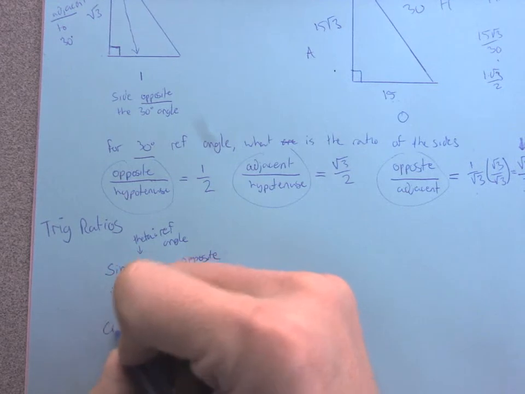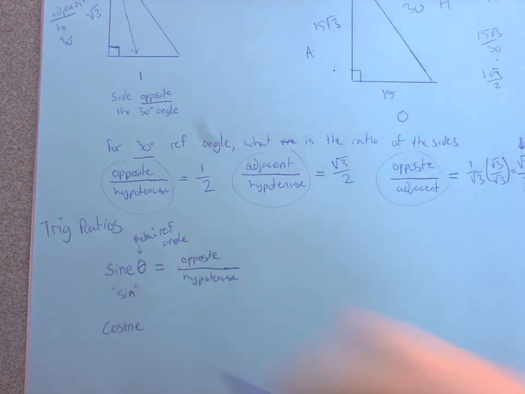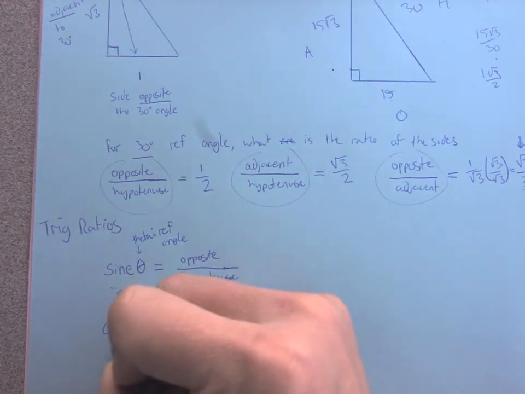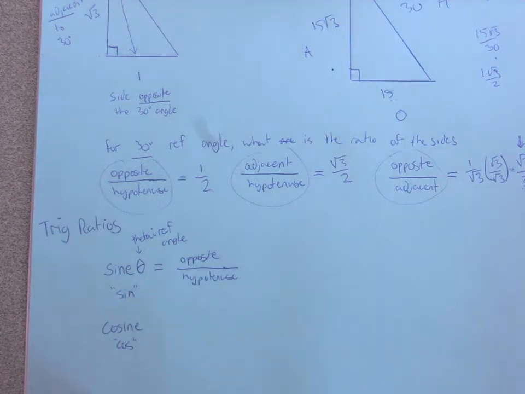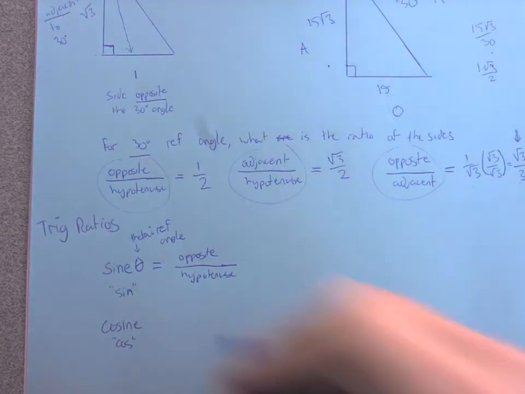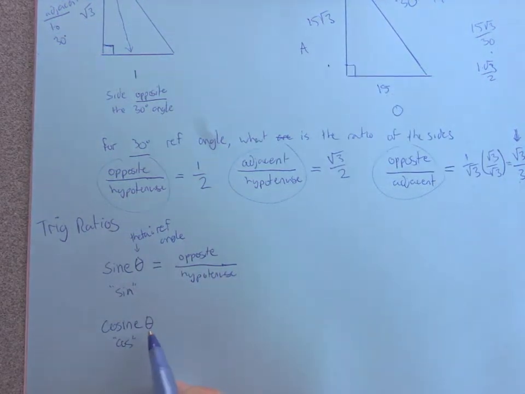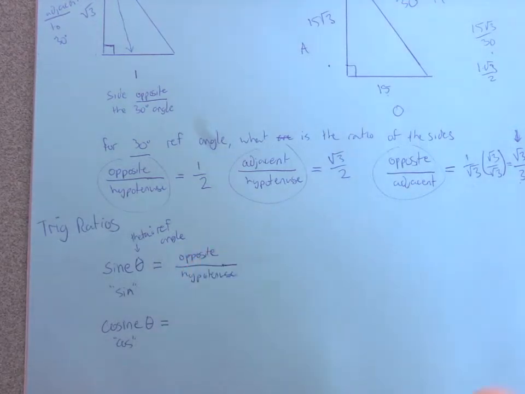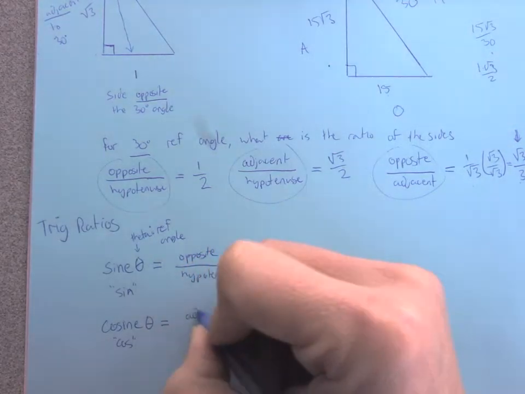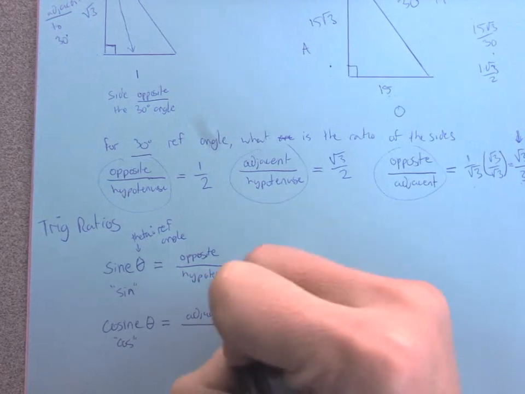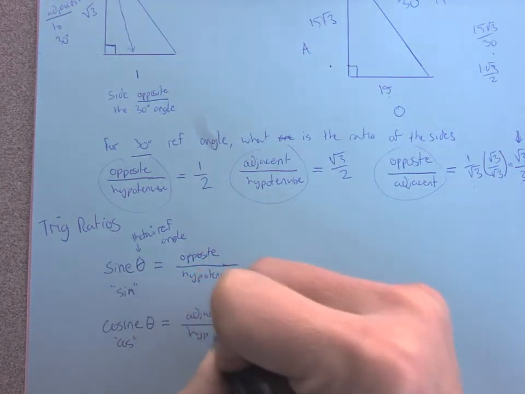Okay? There's another one that's called cosine. Its abbreviation on your calculator is cos. The cosine of some reference angle, whatever angle you're talking about, 30 degrees, 60 degrees, 17 degrees, it doesn't matter, is the ratio of the side that's adjacent to that angle over the hypotenuse.